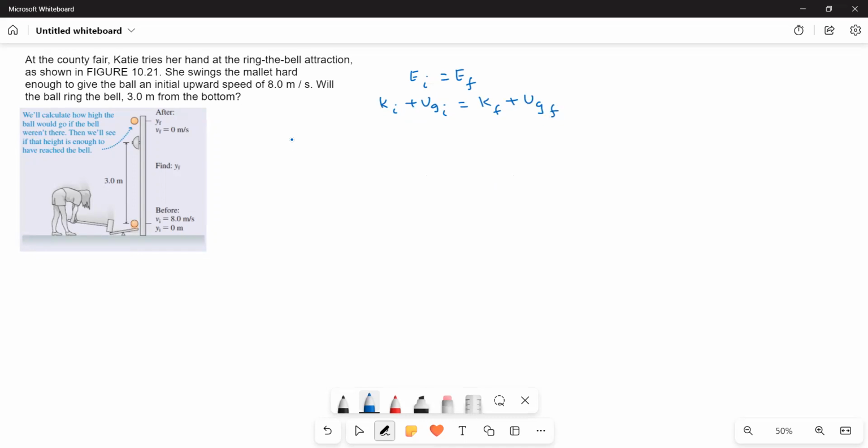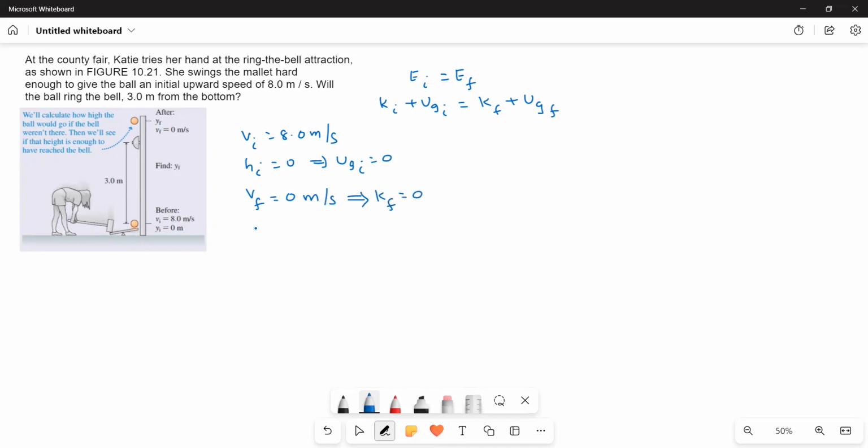Here, what is the data given to us? Initial velocity is given to us as 8 meters per second. And initially the object is at the reference point, so h is equal to 0. This implies UGi is equal to 0. Okay. And then the final velocity is equal to 0 because at the maximum height, the final velocity is equal to 0. This implies Kf is equal to 0.